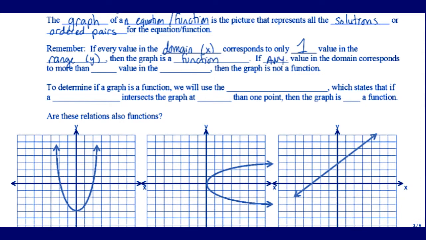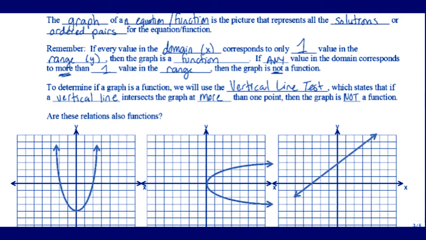If any value in the domain corresponds to more than one value in the range, then the graph is not a function. So to determine if a graph is a function, we will use the vertical line test, which states that if a vertical line intersects the graph at more than one point, then the graph is not a function. If you pass a vertical line through and it doesn't intersect more than once, that is a function.